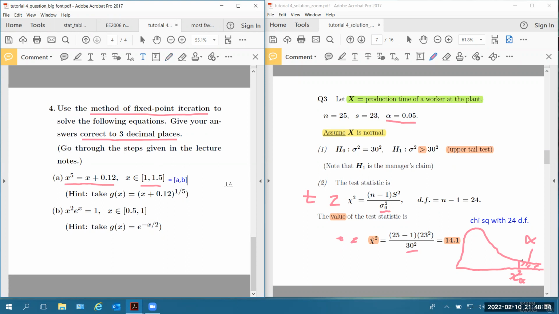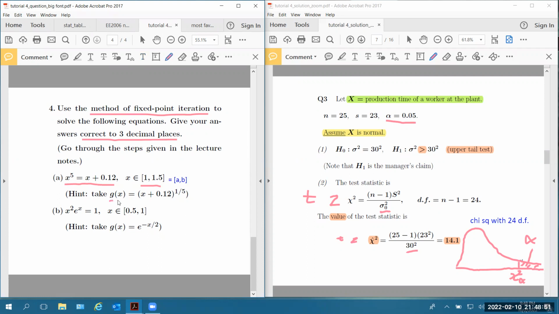Yeah, this is the interval AB. All right, so there will be a root inside. Okay. So even though they give you AB, you still need to go and show that there's a root inside. Is it okay?